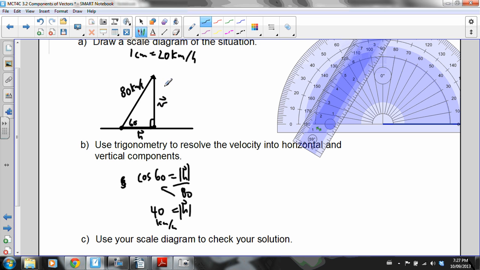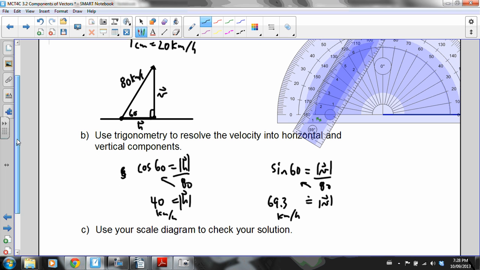And then this component, the vertical component, this is the straight pop-up component, is the opposite side. The sine is magnitude of v over 80, cross multiply, plug it into a calculator, and that is about 69.3 kilometers per hour. And so that hit had those two rectangular components.